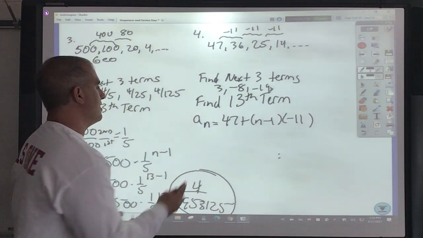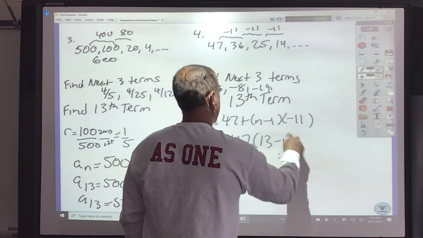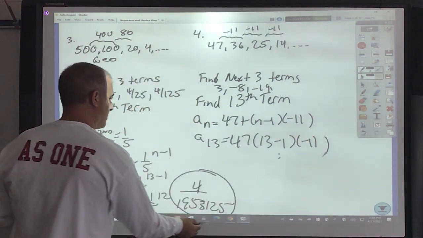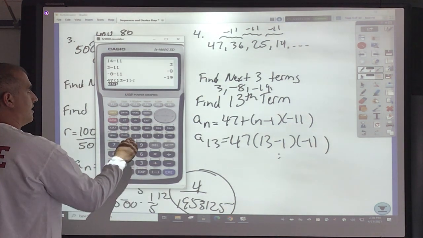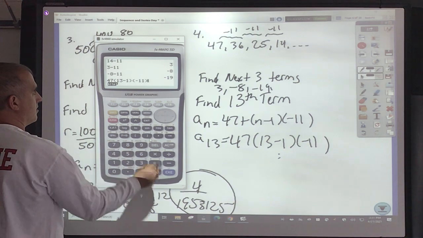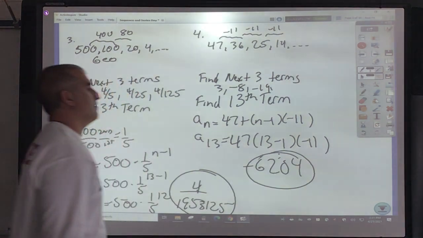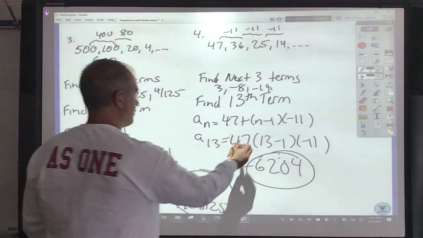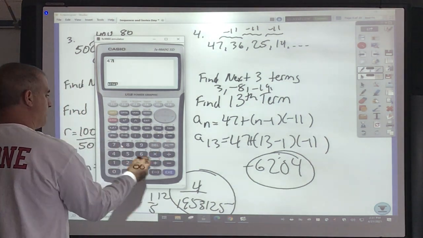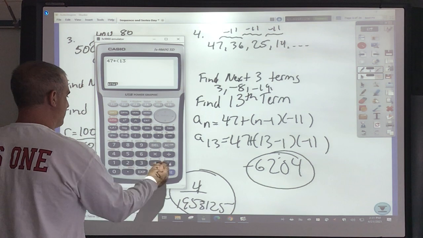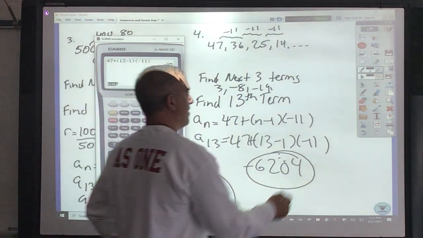To find the 13th term, I just put 13 in for n. And as you can see, it's getting smaller. So I got 47, 13 minus 1 times negative 11. That's negative 6204. If I kept, wait, does that look right? Oh, whoops, there should have been a plus in here. That's not right. Hold on, 47 plus. And I knew that looked weird because the number was too big. Negative 85.